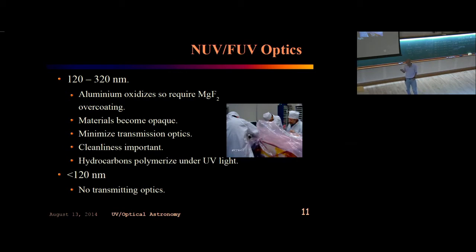Because once you get over to the far UV, there are very few materials that transmit in that wavelength range. So typically, you have no transmitting optics at all. And in fact, even on your detector, you have an open window. So in the near UV, your detector is sealed, and I'll get to that. In the far UV, your detector is open to the atmosphere, which makes your cleanliness and storage requirements that much more stringent.